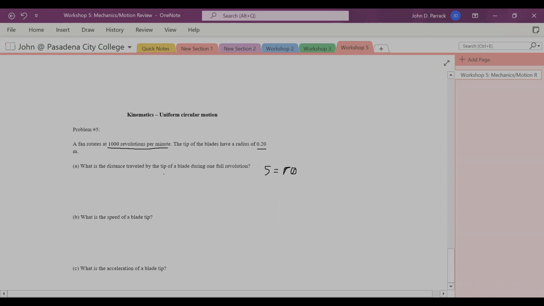So what is the distance traveled by the tip of the blade during one revolution? Well, in order to do a full revolution, we travel 2 pi radians, or 360 degrees. So that's theta. What did they say r was? They said r was 0.2. If we just simply multiply that out, we'll get the arc length over the full rotation. We just do 0.2 times 2 pi.